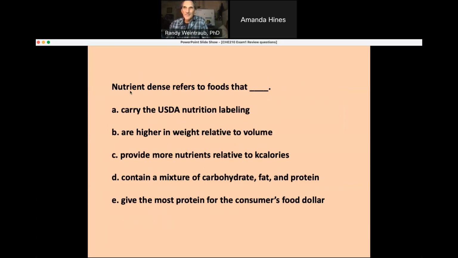Okay, a big concept, nutrient dense, and that's where you get the most amount of nutrients. That is vitamins and minerals and fiber relative to calories. Right? So a better ratio of nutrients to calories is nutrient dense, as opposed to energy dense.